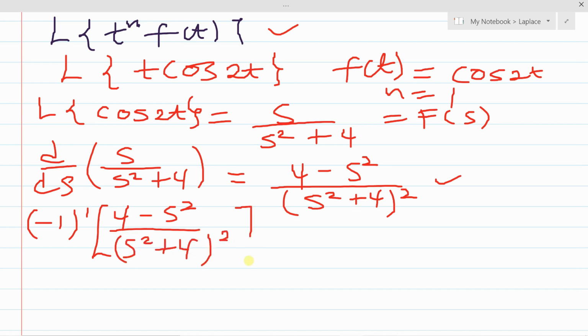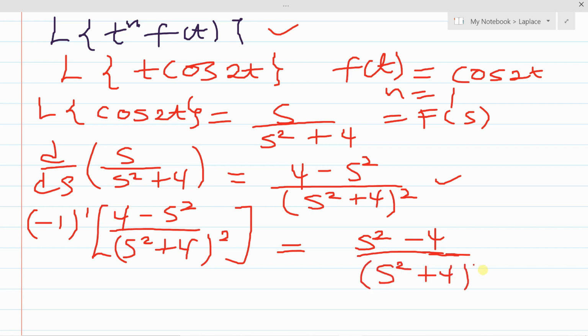The whole of this will be equal to, minus 1 will go through and we get s squared minus 4 over s squared plus 4 all squared. So this is the final answer. So whenever you have t to the power n times f of t, then you use this format.